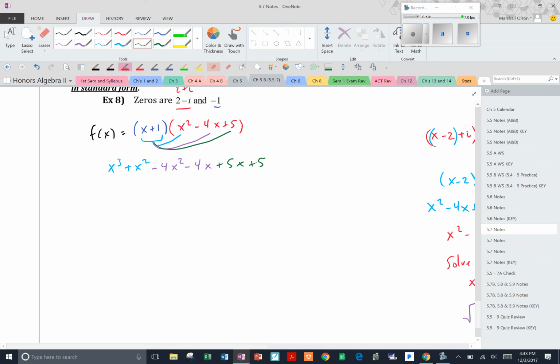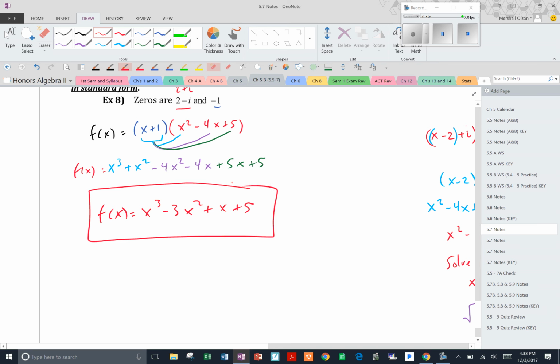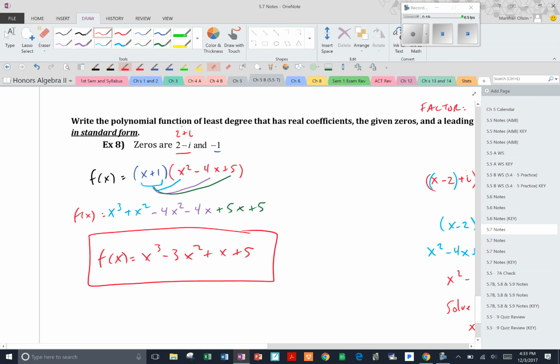And we'll combine some like terms here. Get our final answer: x cubed minus 3x squared plus x plus 5. There's the polynomial that has these three zeros. We're going to finish up the rest of these notes in another video.